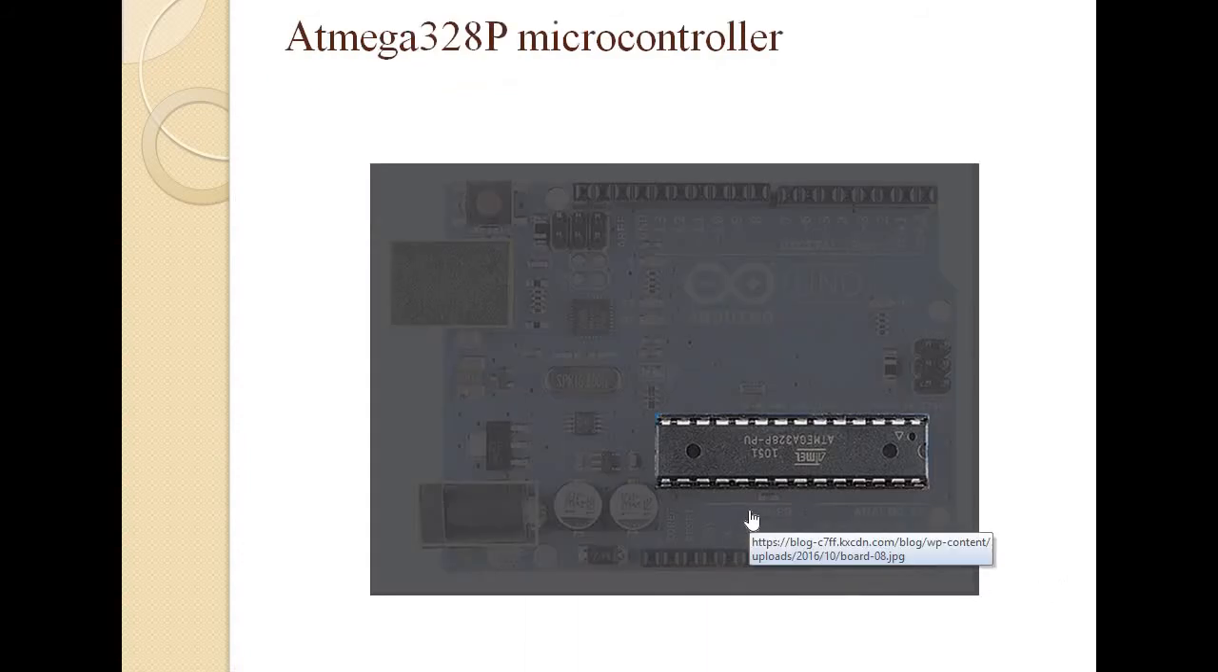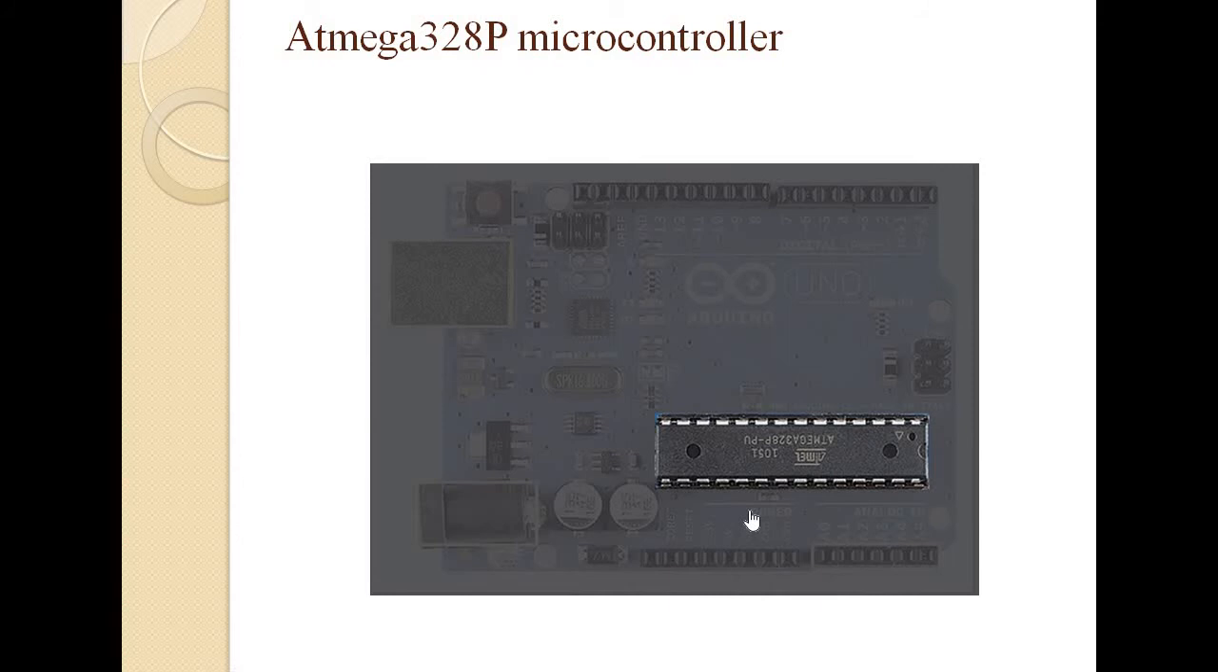Then next we move towards the microcontroller. Here, that particular Arduino Uno board uses the Atmega 328P microcontroller. It is the most prominent black rectangular chip with 28 pins. The microcontroller used on the Uno board is Atmega 328P by Atmel.